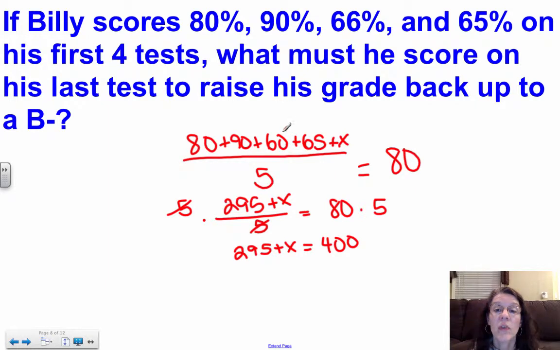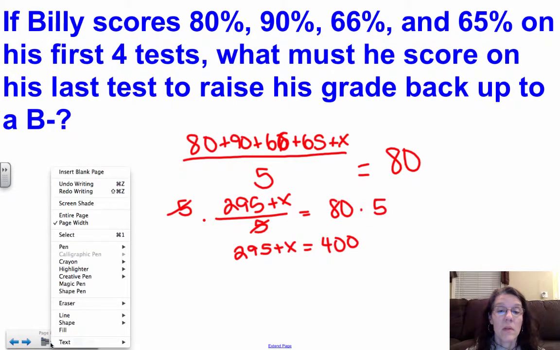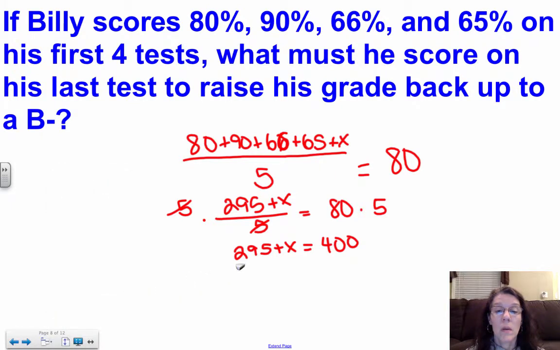Oops, this should have been a 66. Did you catch my mistake? So instead of being 295 here, what should that be instead? Looks like I'm short by 6. So instead of being a 295 here, this should be a 301.